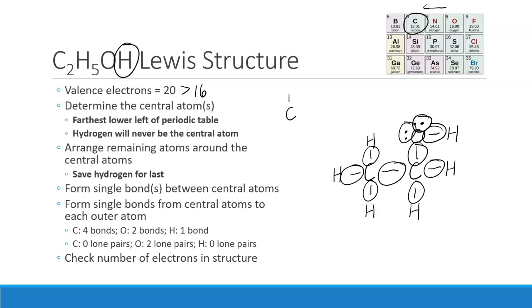So the carbon is attached to 3 hydrogens on the left, which is attached to a carbon with 2 hydrogens, the oxygen, and 2 lone pairs on that oxygen.